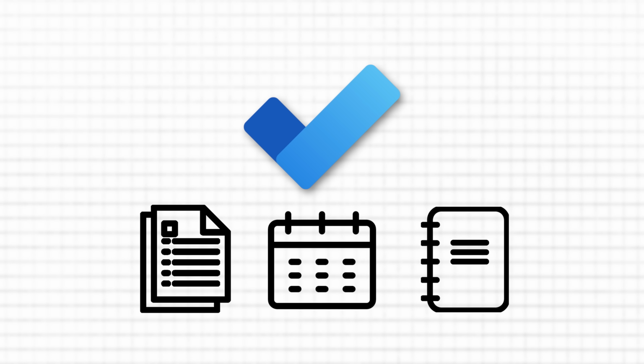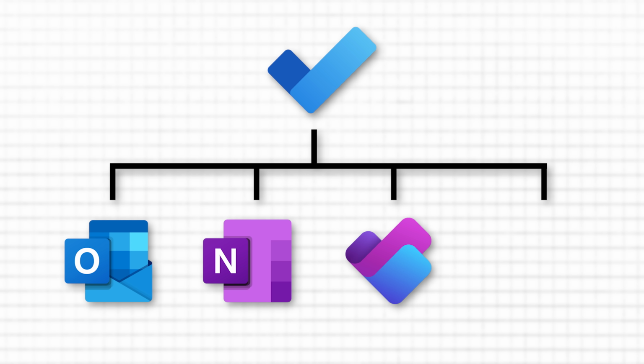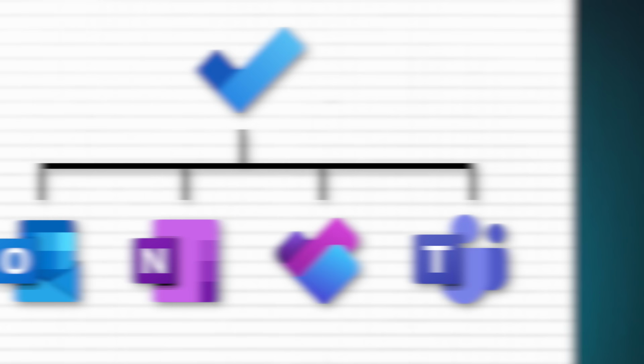They think To Do is just a digital notepad for their tasks, when in reality it can be a complete daily planning hub that connects to your Outlook, OneNote planner, and even your Teams messages. Once you set it up properly, To Do becomes your command center for everything you need to get done, without switching between apps or losing track of what's next.